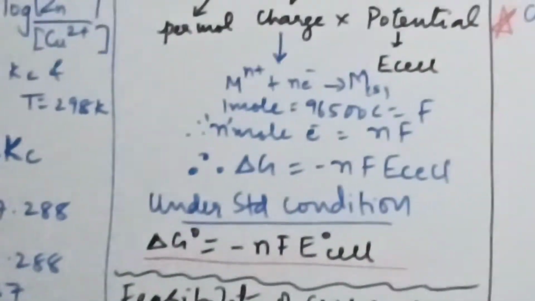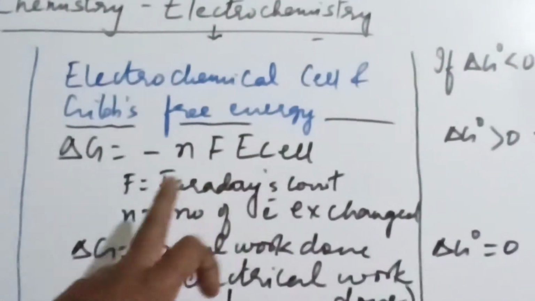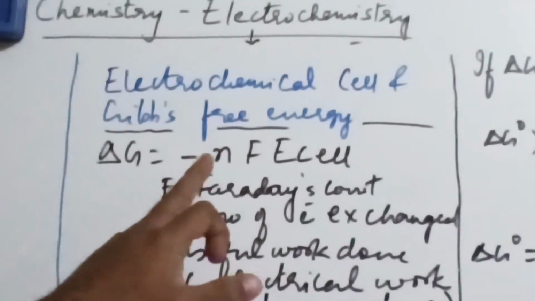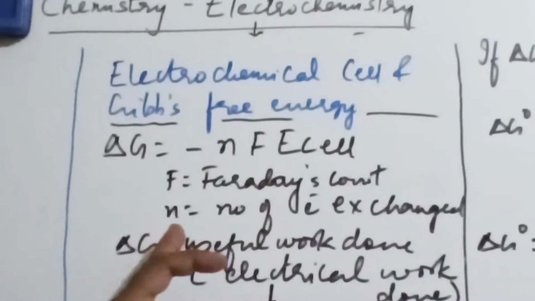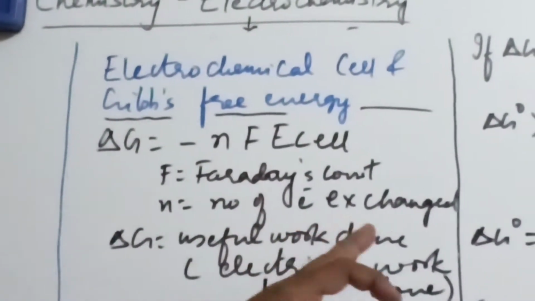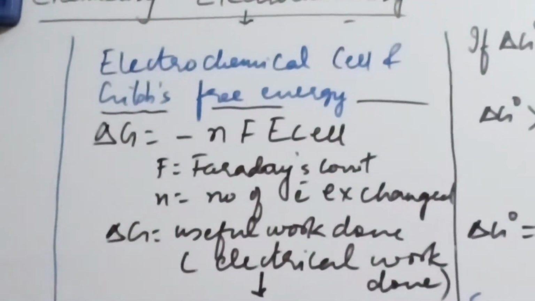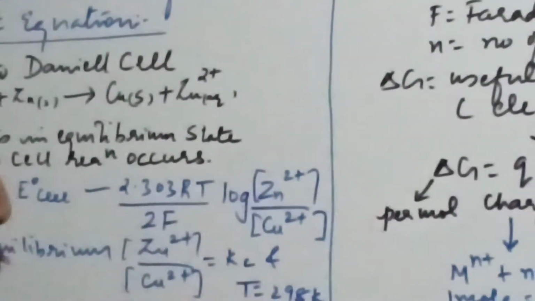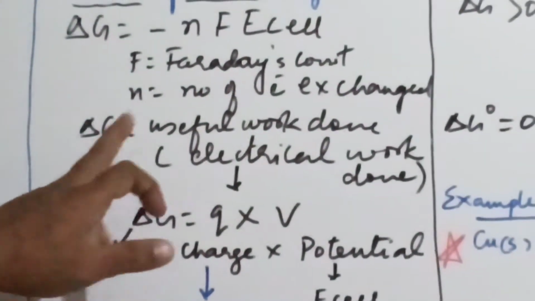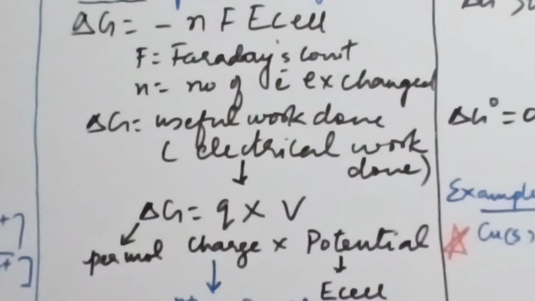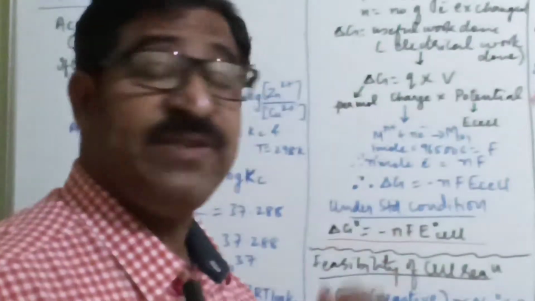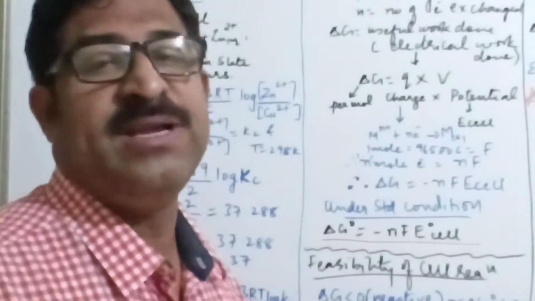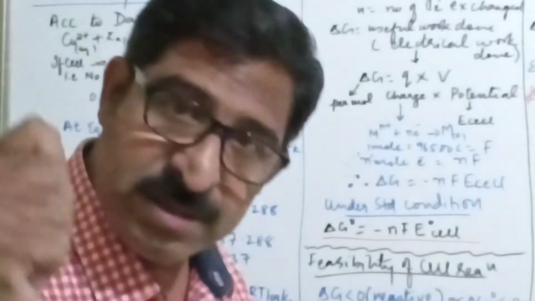Let us come to electrochemical cell and Gibbs free energy. This is the equation, delta G is equal to minus nF E cell, where F is Faraday's constant, n is the number of electrons exchanged, that is the value of n which we had put over here, if you remember. Now here delta G is equal to useful work done, because many of the students don't know actually what is delta G. So delta G is the useful work done, and in the case of the electrochemical cell, naturally it has to be the electrical work done.